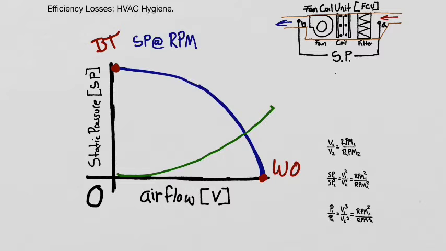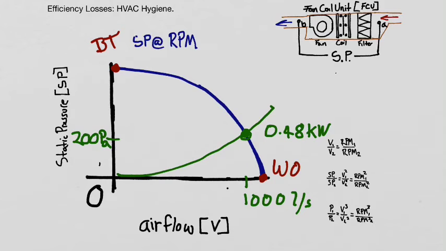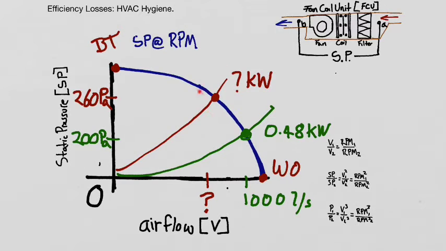This green curve is the system curve for our clean fan coil unit. Where our two curves intersect, we can see that our clean system has 200 Pascals at 1,000 litres a second airflow rate, and our motor has 0.48 kilowatts power consumption. In the red line, we've mapped out where our moderately soiled system intersects with the blue curve at 260 Pascals static pressure loss. We will need to figure out what our litres a second is and what our kilowatt rating for the motor is theoretically.